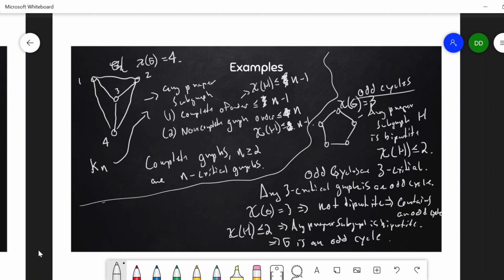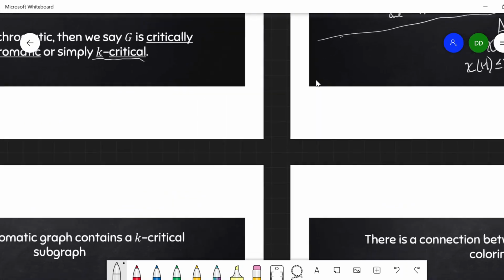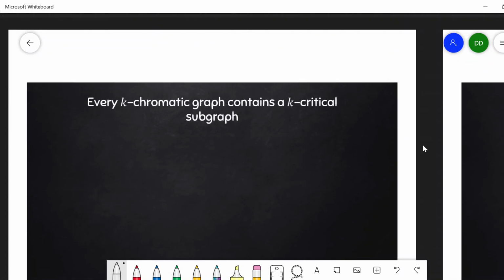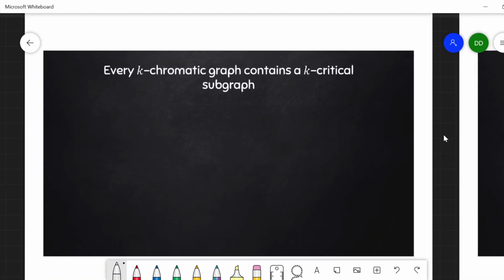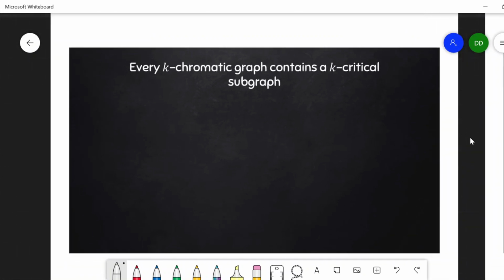Actually, there's no known characterization for 4-critical graphs. They don't follow such a nice pattern. So why might one study k-critical graphs? Well, one, this restriction that any proper subgraph has a smaller chromatic number than the original graph is a lot to work with. We'll be able to prove some theorems that give us some nice structural information about the graph, knowing that it's k-critical for some k.